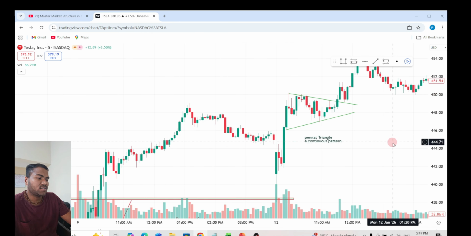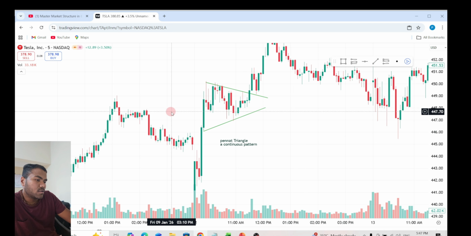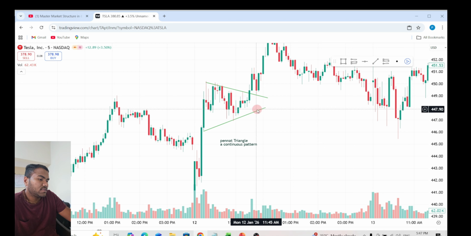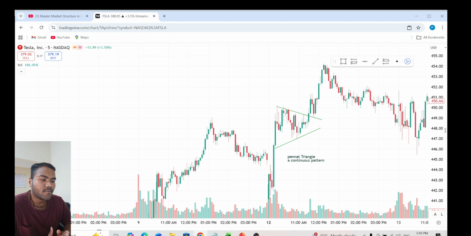So let's see next a peanut triangle continuation pattern. This type of pattern we call a peanut triangle, and after the breakout of this pattern we take a long position. You can see after the breakout, price came back again for a retest and then it moves upward.